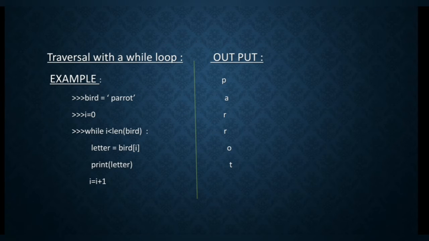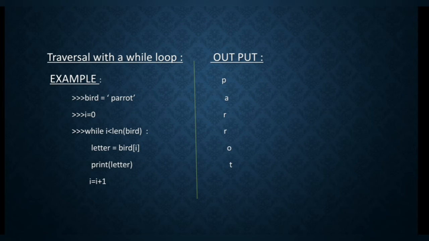Next, traversal with a while loop. Here is an example for traversal with a while loop. bird = "parrot", i = 0, while i < len(bird): letter = bird[i], print(letter), i = i + 1.